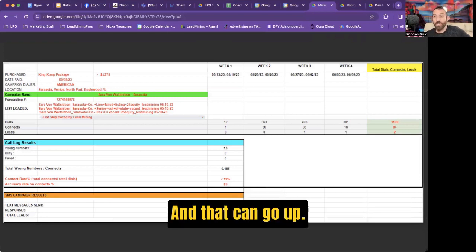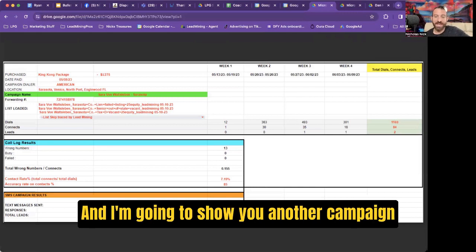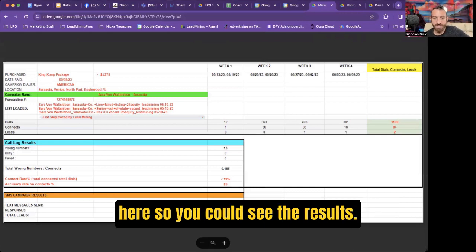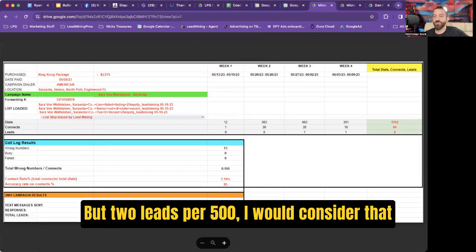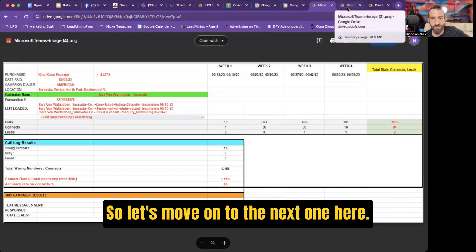And that can go up, and we have seen that recently, and I'm going to show you another campaign here so you can see the results. But 2 leads per 500, I would consider that average and good, the same way with the dials. So let's move on to the next one here.